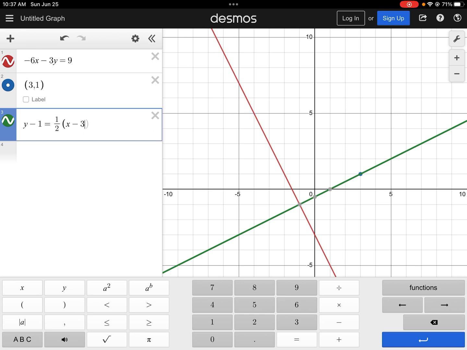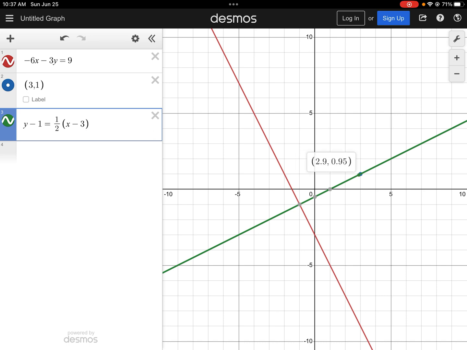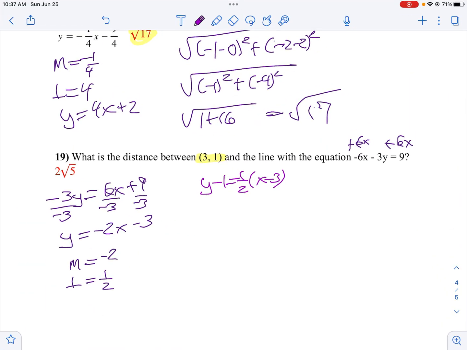Now, you see how it crosses my line? My point I know is at 3 and 1. It crosses at negative 1 and negative 1. So I don't have to find 2 points. I already got 1 point. So I want to find the distance between 3, 1 and negative 1, negative 1.